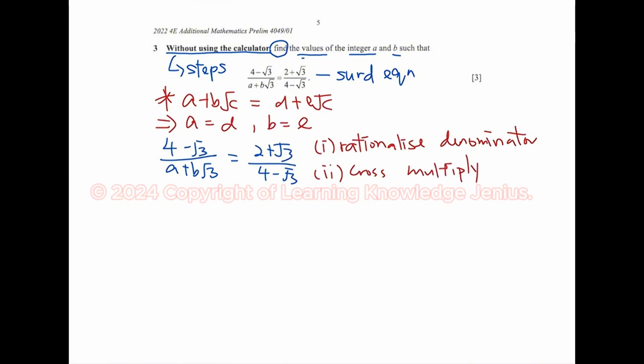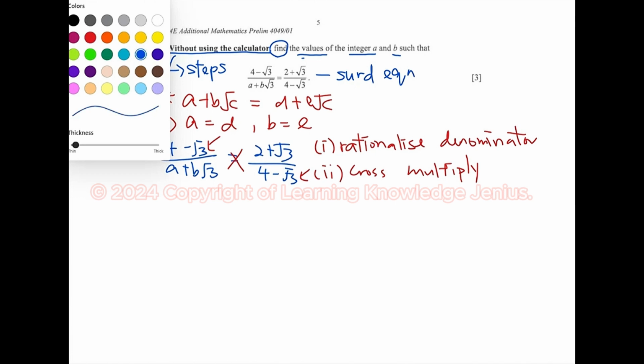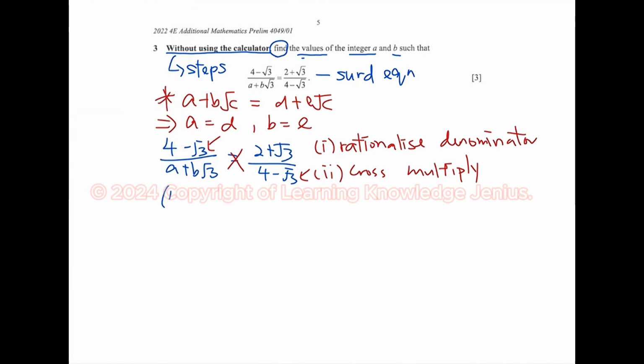I noticed that for this question, these two terms are the same. So I would like to apply the cross multiply because it is easier to multiply the same terms together. So cross multiply, I will get 4 minus square root 3. Since they are the same, I will get a square, equal to 2 plus square root 3 bracket a plus b square root 3.